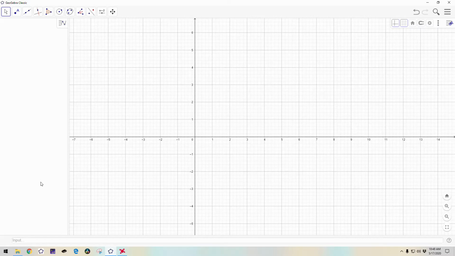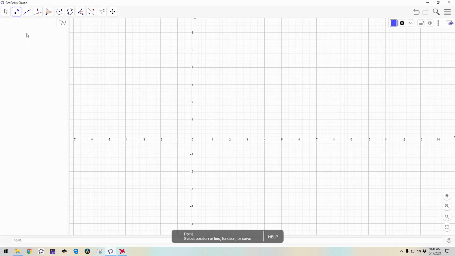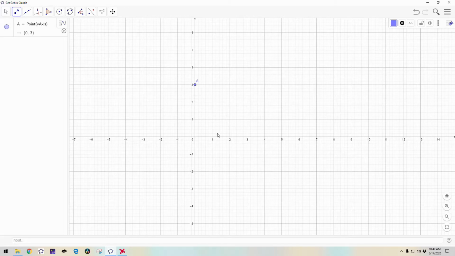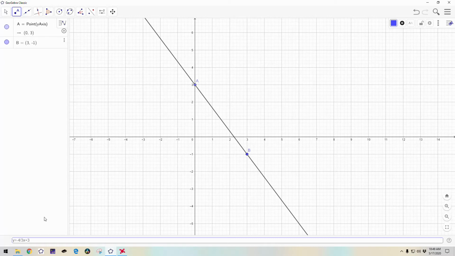The first problem was one that started with the points 0, 3, and 3, -1. And we claimed that our equation was y equals -4/3 times x plus 3. Notice that's exactly what it is. It's the line that goes through those 2 points. It has this particular slope of down 4/3.